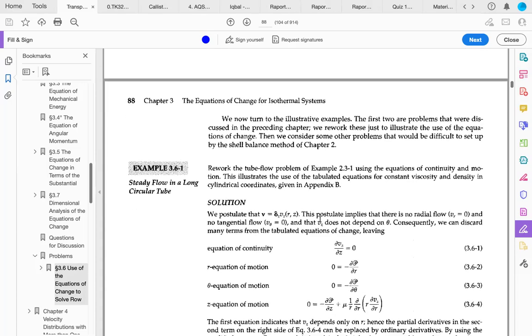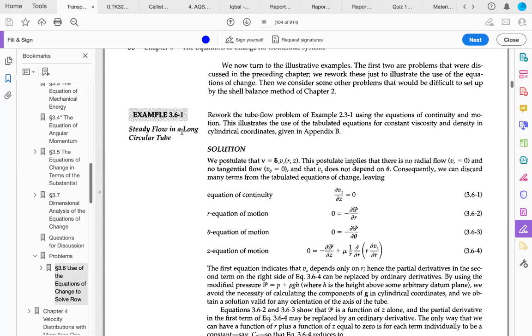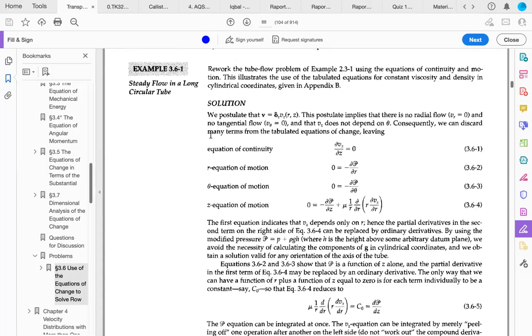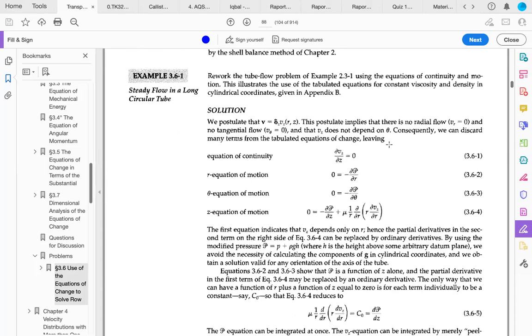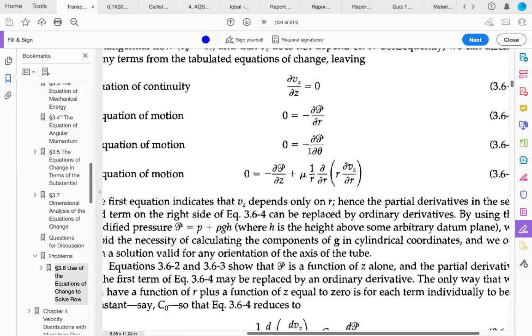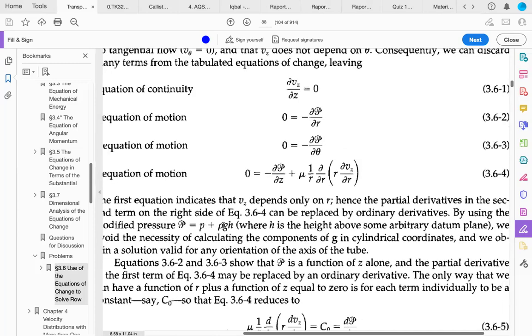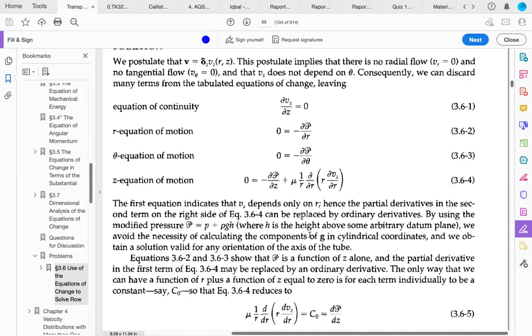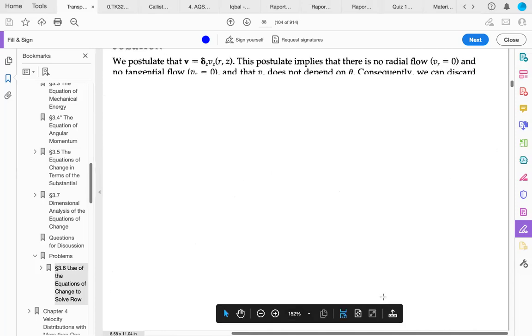And then this is the rework of the steady circular flow. So in the end you will end up with the equation of continuity over here, and also the equation of motion. This is quite similar with this one. Then we may introduce again the term of large P, where the large P is actually P plus rho GH, where H is the height above some arbitrary datum plane.